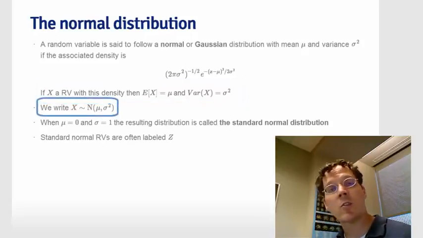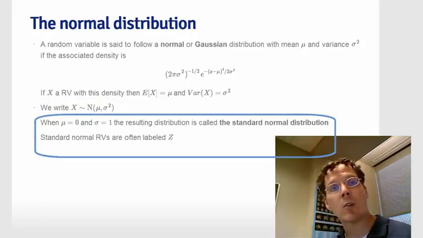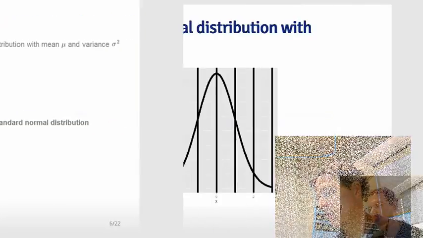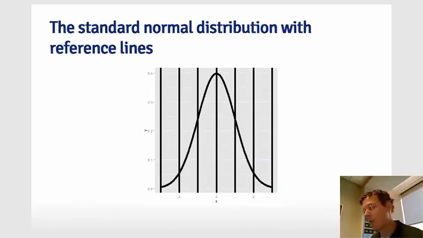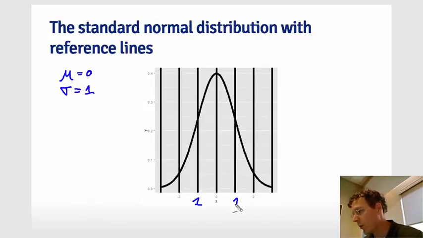And we simply write this in shorthand as x tilde normal mu, sigma squared. When mu equals 0 and sigma equals 1, the resulting distribution is called the standard normal distribution. And standard normal random variables are often labeled z. Here I draw the standard normal density function, the famous bell curve that you've probably seen before. Remember that for the standard normal distribution, its mean is 0, and its standard deviation and variance are 1. Here I've drawn one standard deviation above and below the mean, 2 standard deviations above and below the mean, and 3 standard deviations above and below the mean.